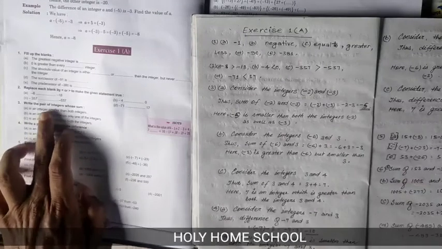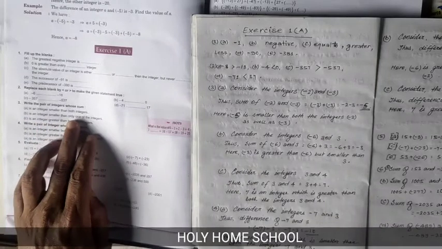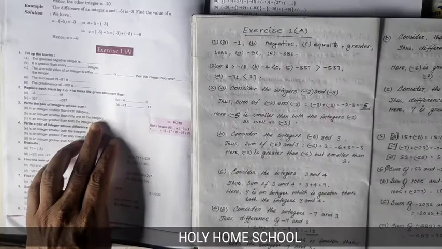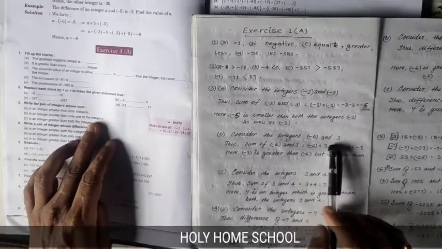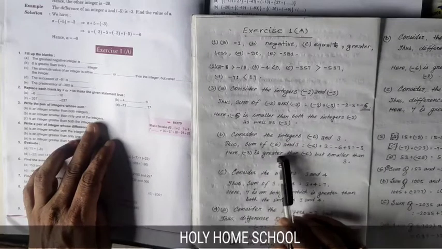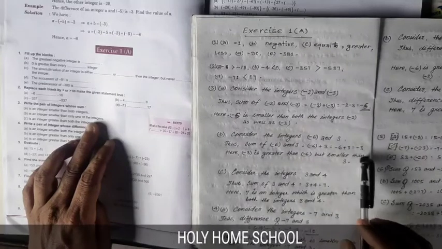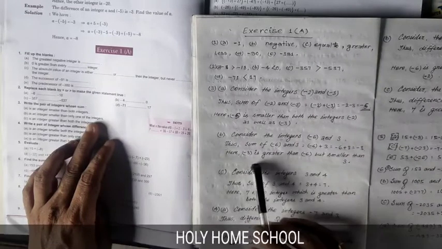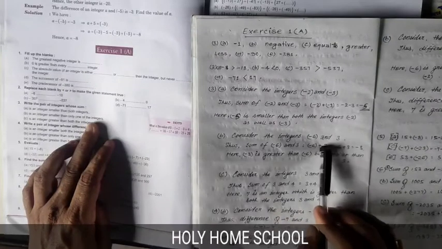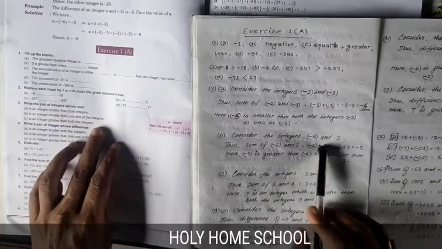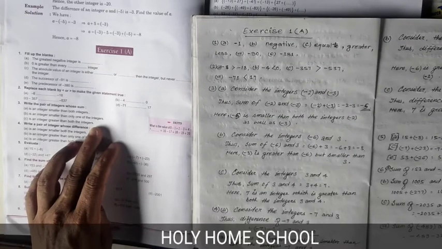B, pair of integers whose sum is an integer smaller than only one of the integers. Consider the integers -6 and 3. The sum of -6 and 3 equals -6 plus 3, which equals -3. Here -3 is greater than -6 but is smaller than 3. So we have proved what was asked by your question.